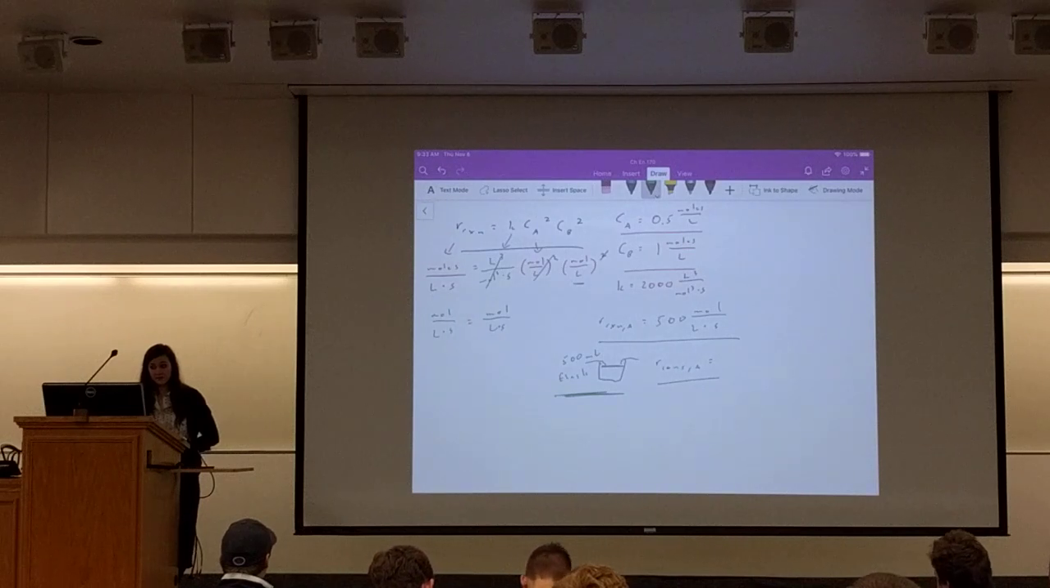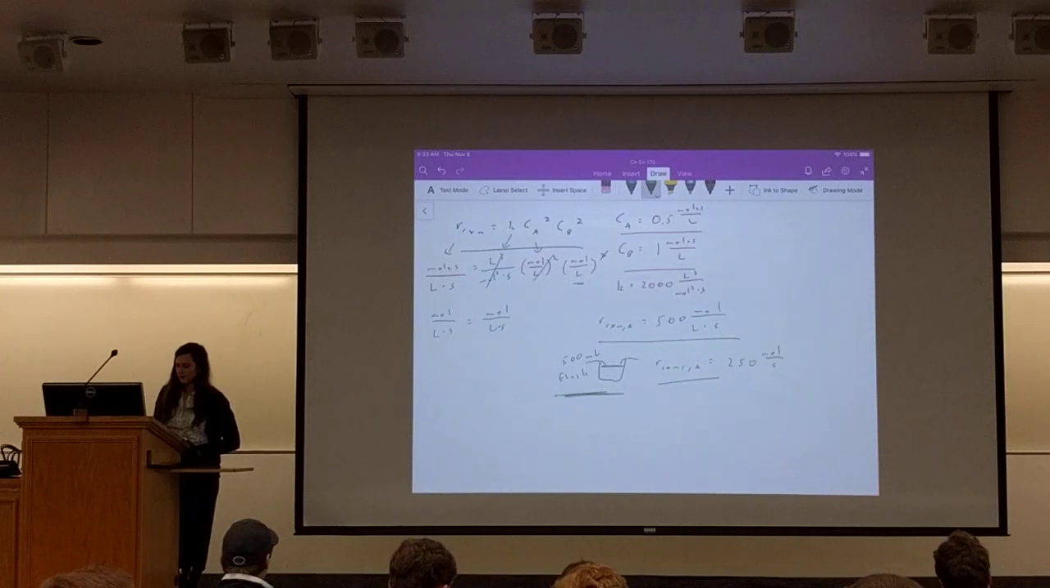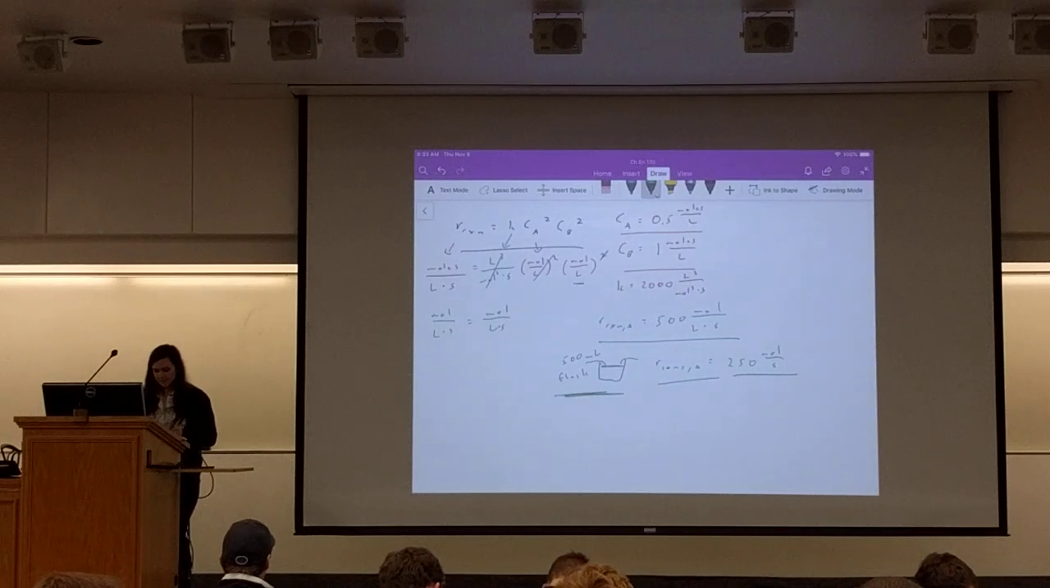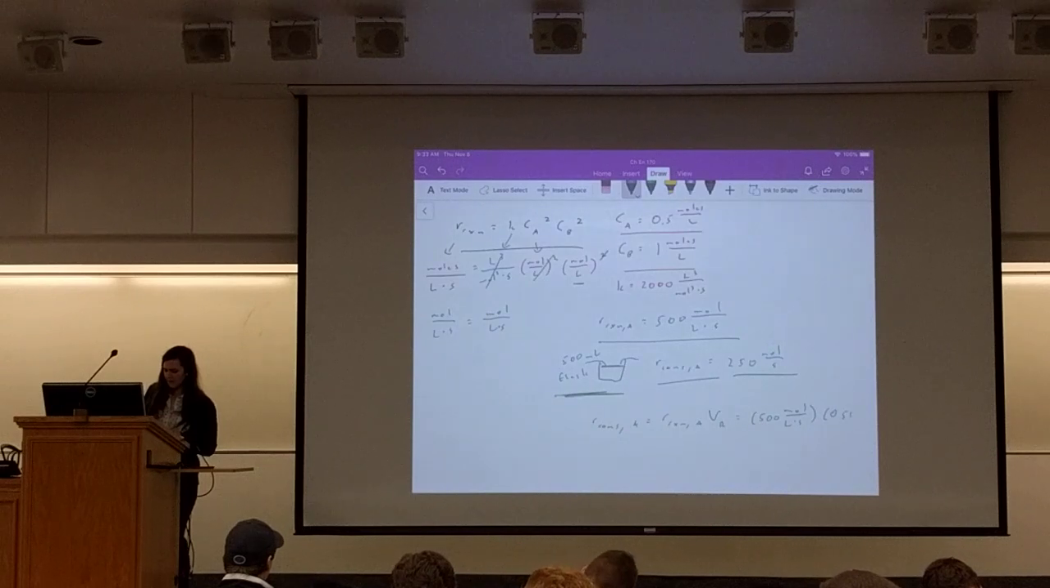250 moles per second. How did you get 250 moles per second? Well, you know that 500 milliliters is half a liter, so you take half of 500. Yeah, he said you take half of 500, or if we were just to write it out, we would say the rate of consumption of A is the rate of reaction of A times the volume. So it would be 500 moles per liter second times half a liter, 250 moles per second.